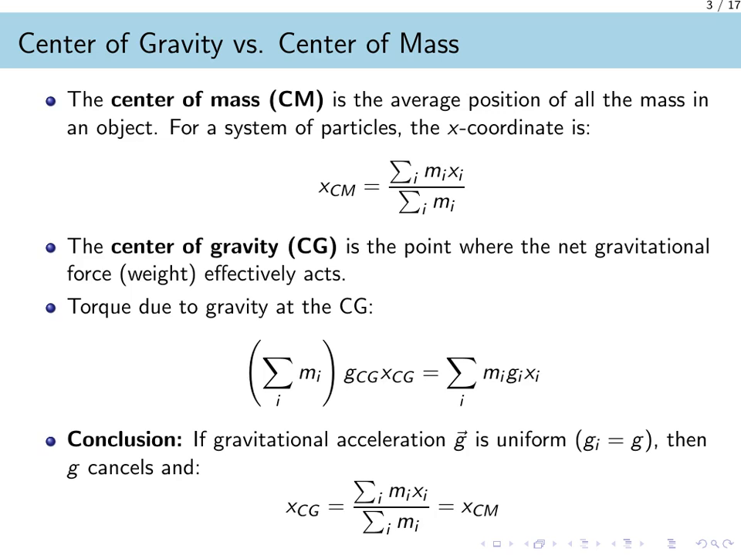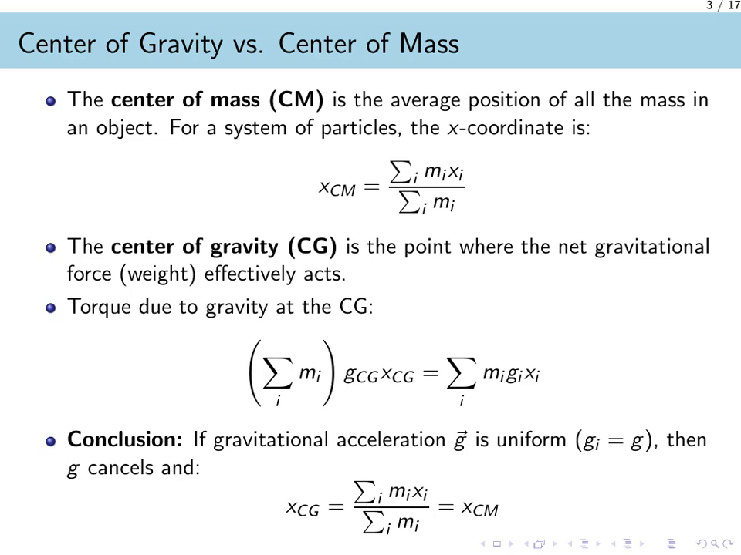Let us distinguish between 2 crucial concepts: the center of mass and the center of gravity. While they are often used interchangeably, they have distinct physical definitions. The center of mass is a geometric property representing the average position of an object's mass. As the first equation shows, its x-coordinate, x sub cm, is found by summing the product of each mass and its position, and then dividing by the total mass.